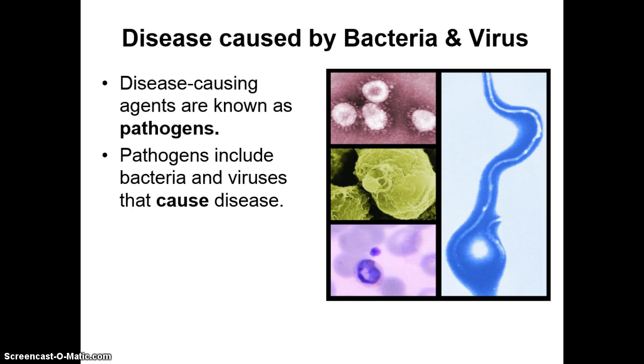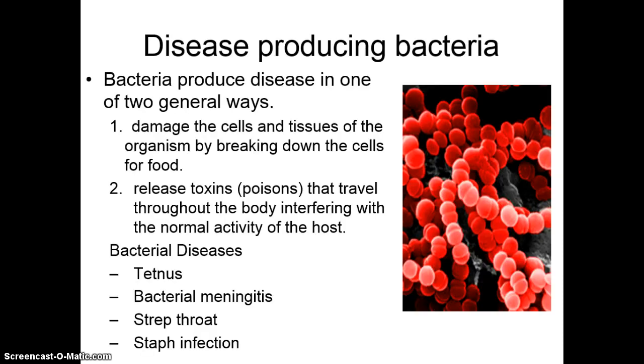So what are diseases? We know that diseases can be caused by bacteria and viruses. That's known as a pathogen, something that causes disease, and those include things like bacteria and virus. So what are some of the ways that bacteria can cause disease? They can damage the cells and tissues by breaking down the cell for food. This tends to be one of the most common ones, where they're just inhabiting your body and causing problems. The other one that's really bad is they release toxins. This tends to be what happens when you get diarrhea or dysentery. Those are ones that release toxins.